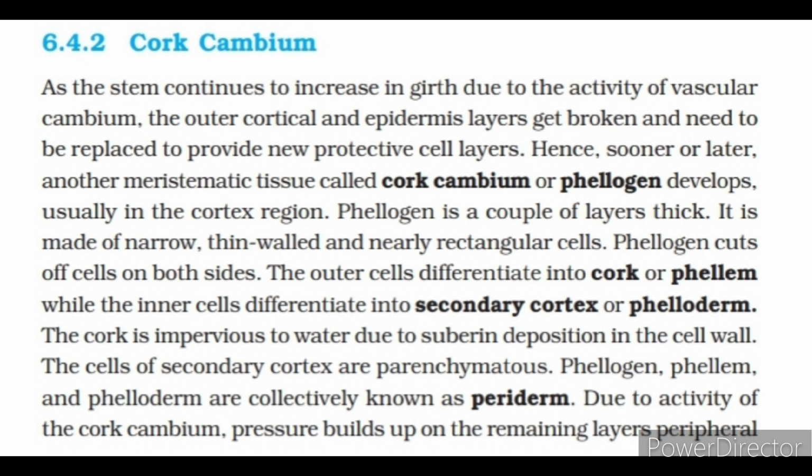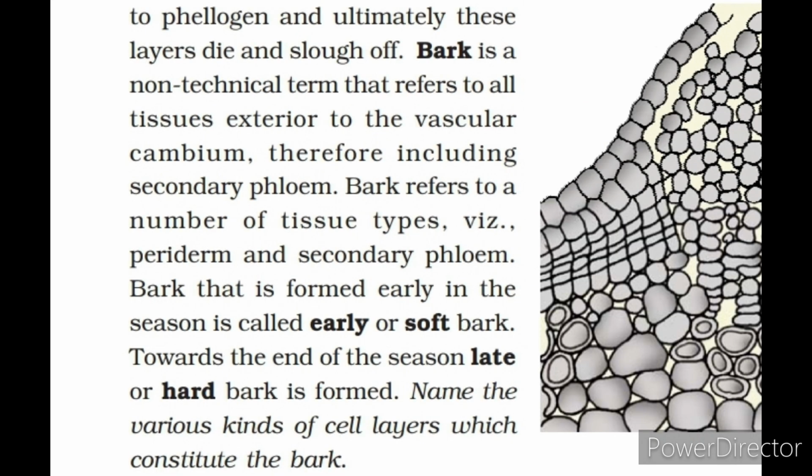Due to activity of the cork cambium, pressure builds up on the remaining layers peripheral to phellogen and ultimately these layers die and slough off. Bark is a non-technical term that refers to all tissues exterior to the vascular cambium, therefore including secondary phloem. Bark refers to a number of tissue types, viz., periderm and secondary phloem. Bark that is formed early in the season is called early or soft bark. Towards the end of the season, late or hard bark is formed.